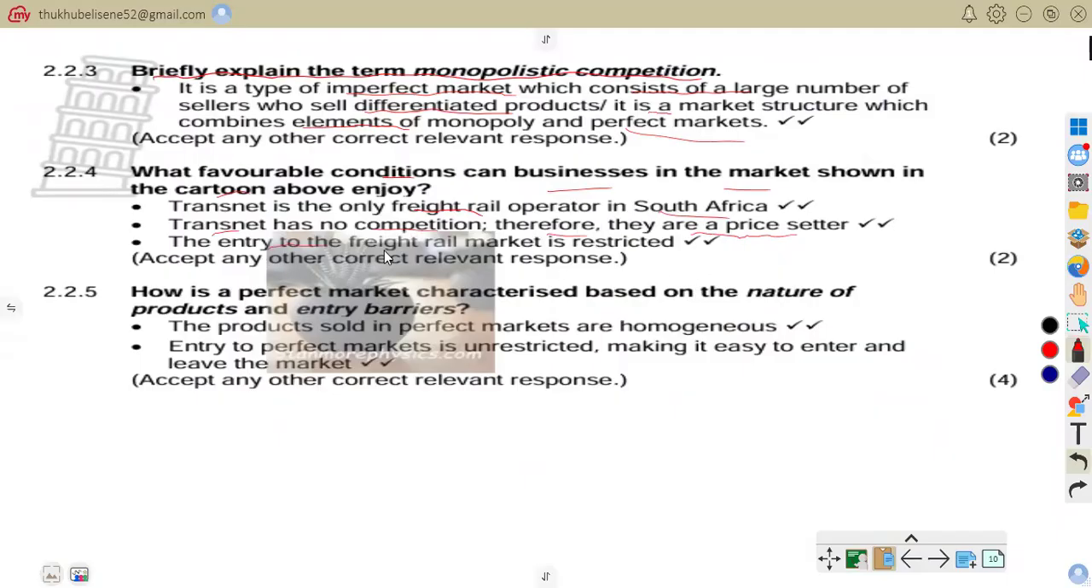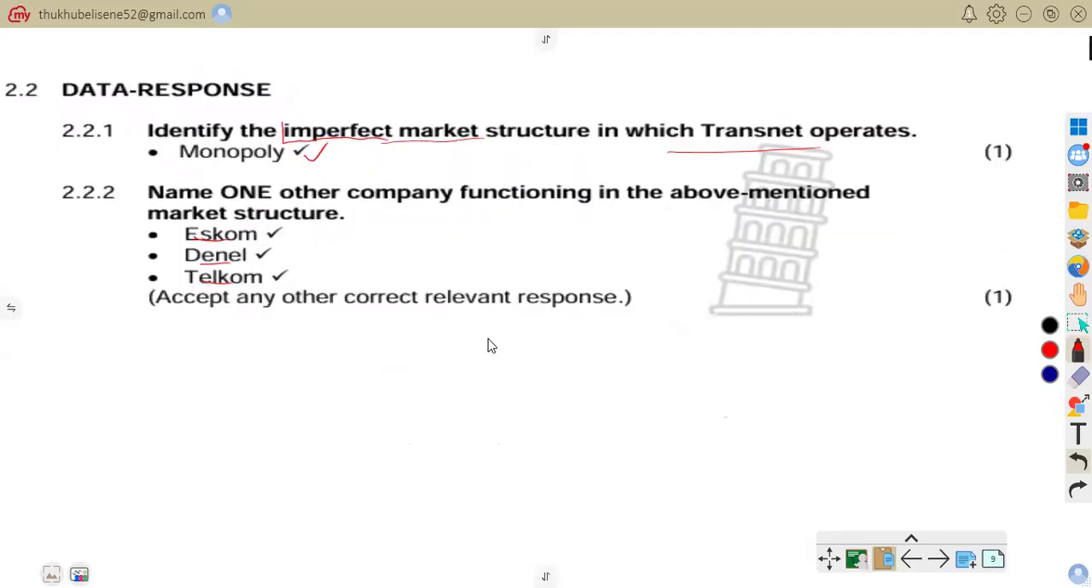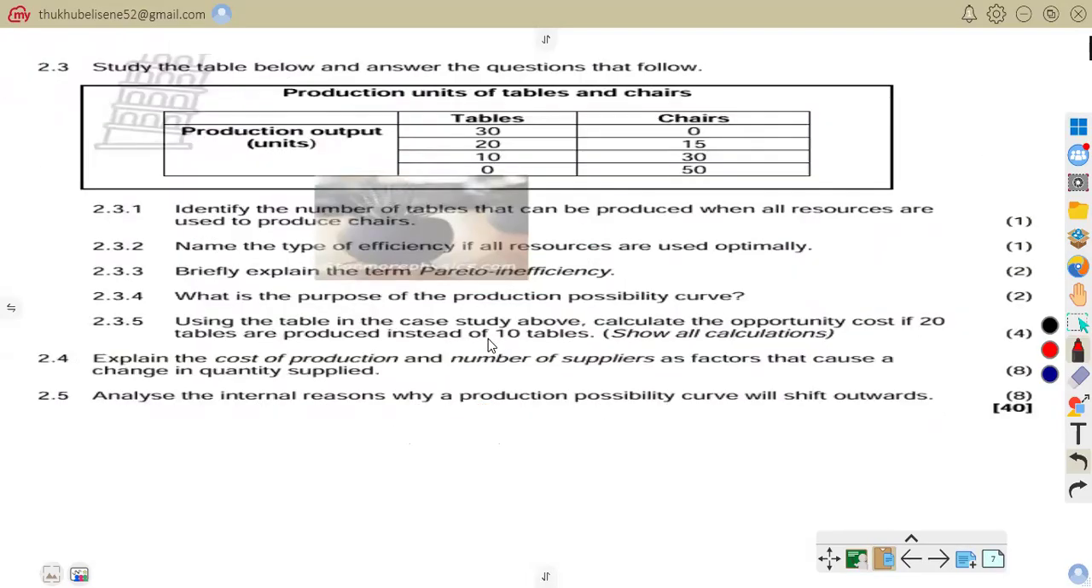The entry to a freight rail market is restricted. It means they are blocking new competitors because it's not cheap to enter that industry. So that is that. Let us be on 2.25.